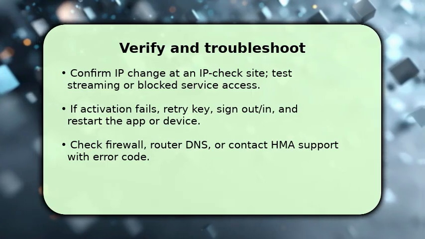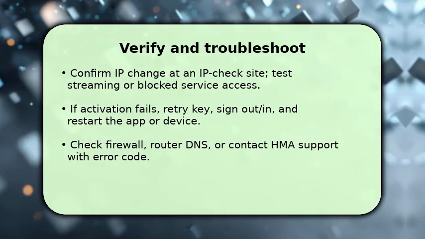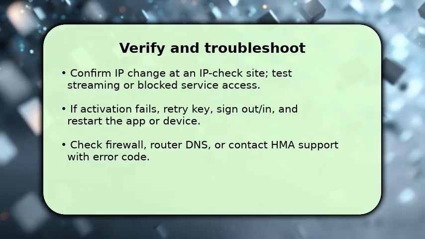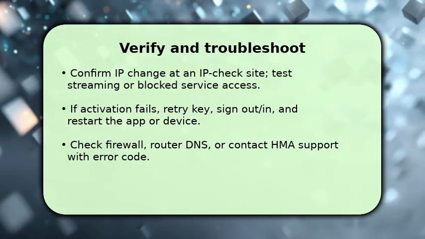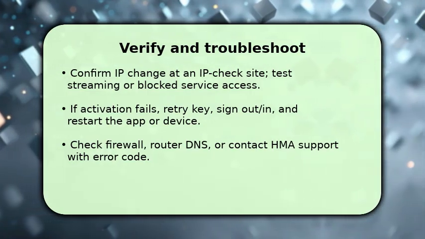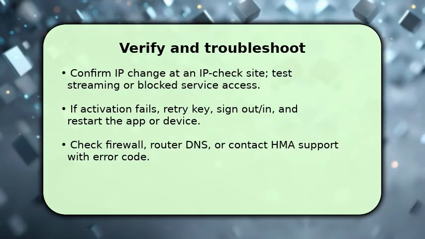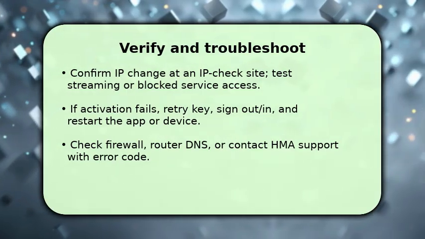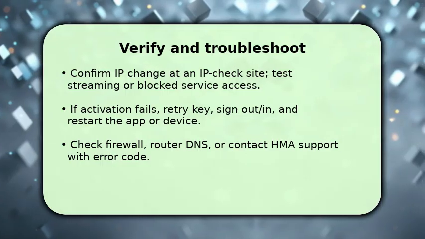If activation or connection fails, sign out and sign back in, re-enter the key, then restart the app or the device. This clears common session issues. Make sure local firewalls or router DNS settings aren't blocking HMA. If problems persist, note any error codes and contact HMA support with that info for faster resolution.